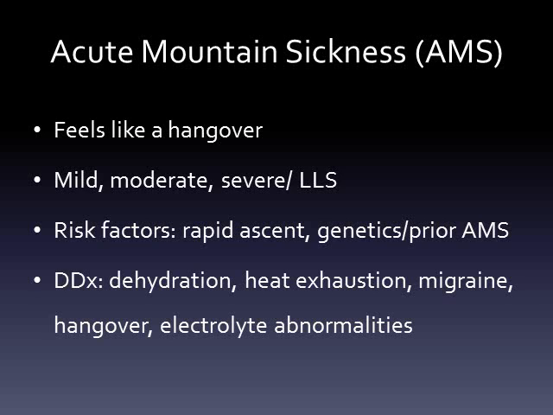Some differential diagnoses for acute mountain sickness are dehydration, heat exhaustion, migraine, hangover, and electrolyte abnormalities like hyponatremia. All of these can develop at high altitude. However, if your patient recently arrived at high altitude and has any of the risk factors for AMS, AMS should be your leading diagnosis.